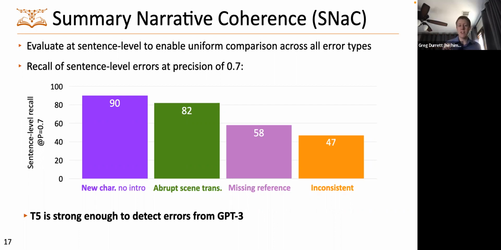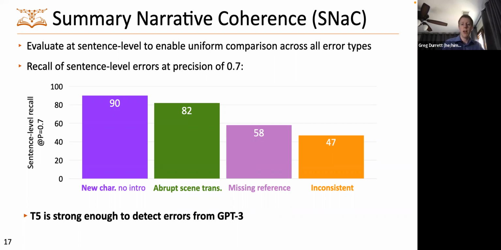Now, inconsistent is the hardest here, and it's also hard to spot which events are missing references or need more context. But we do a pretty good job of recognizing these rough scene transitions or when we're just throwing in new characters. And it's nice because even using a small model like T5, we can still critique GPT-3, which is really important: we don't have to fine-tune a huge model in order to understand the shortcomings of that model.